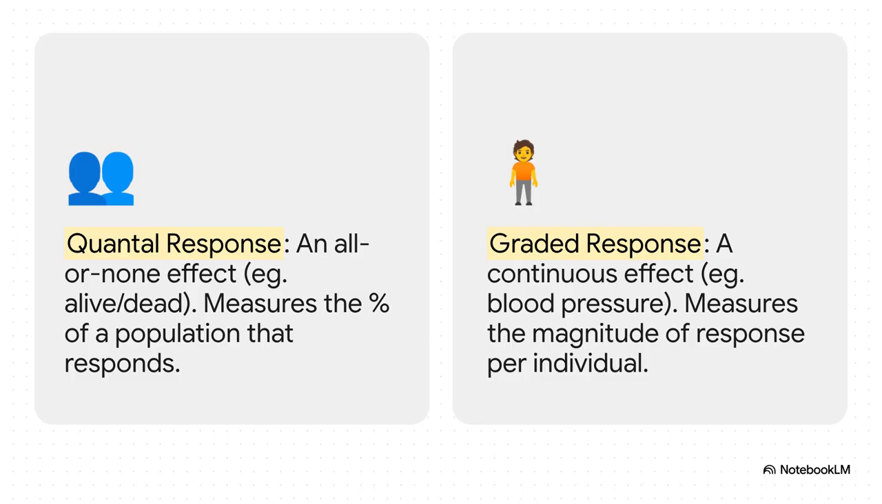And there are basically two ways to look at it. There's what's called a graded response. Think of it like a dimmer switch. It measures how much something changes in one person, like how many points your blood pressure drops. But for our story today, we're focused on the other type, the quantal response.